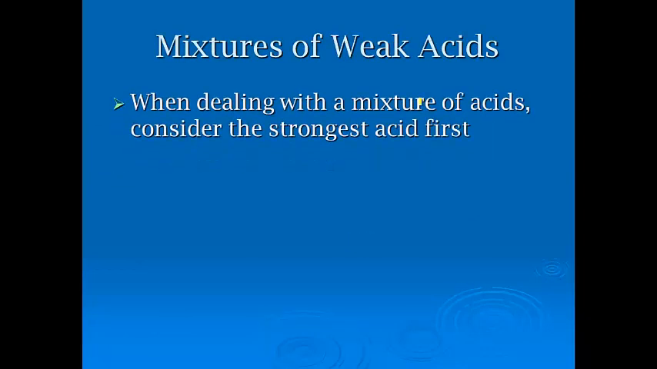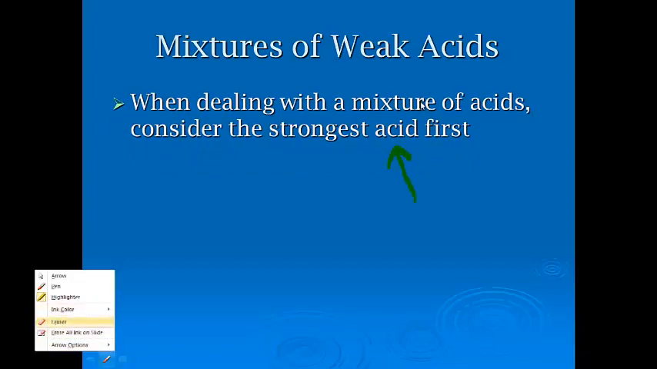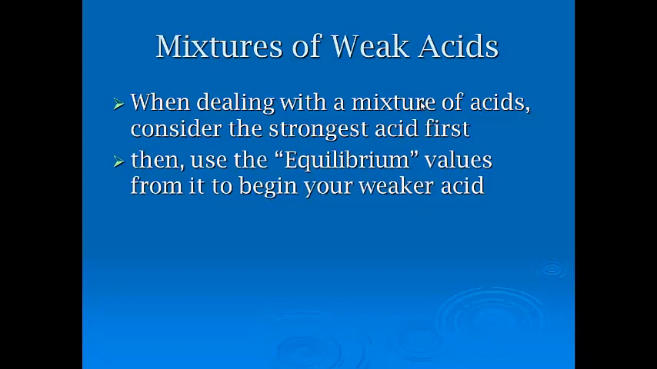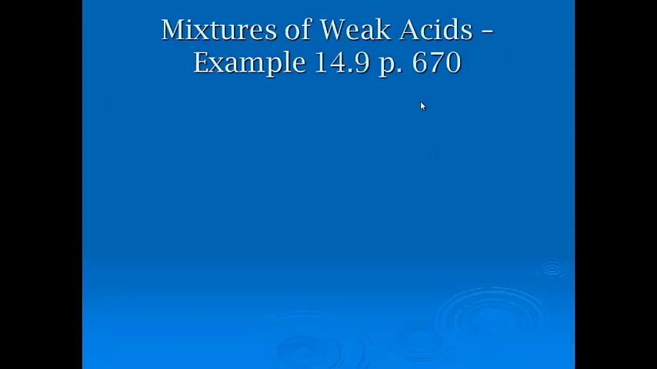Now, with a mixture of acids, you always want to deal with the strongest acid first. If one of them is a strong acid, that dictates it. And second of all, if it is two weak acids, you use the Ka value to figure that out. Then you use your equilibrium values to begin with, and then do your weaker acid.